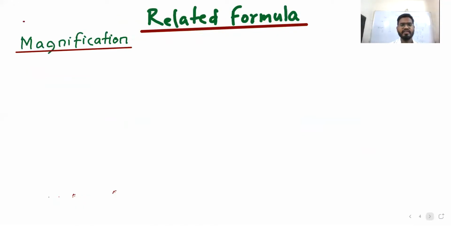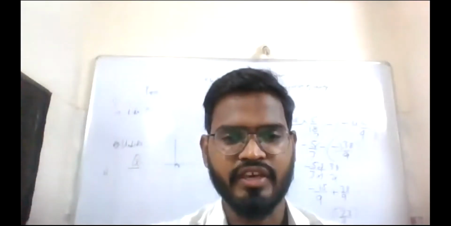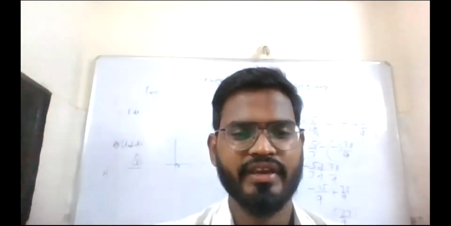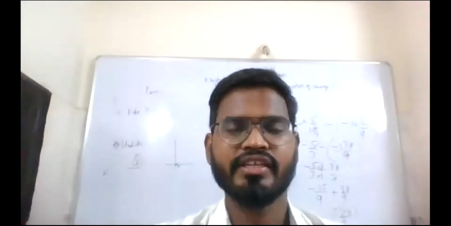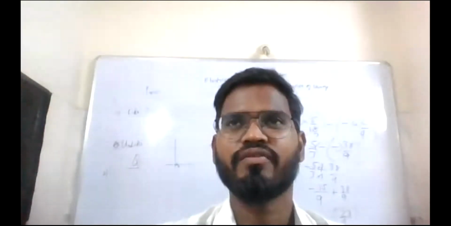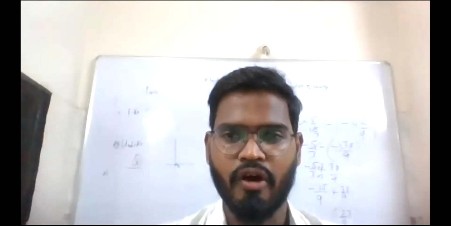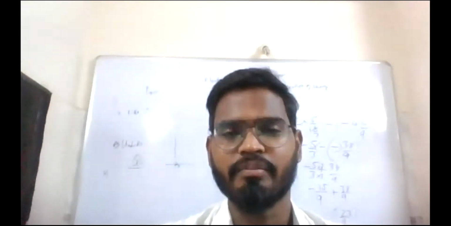Magnification, guys. We can say it is the height of image by height of object. Let's see the definition properly. Magnification is the ratio of size of image to size of object. So magnification is equal to hi by ho, or we can say minus v by u.